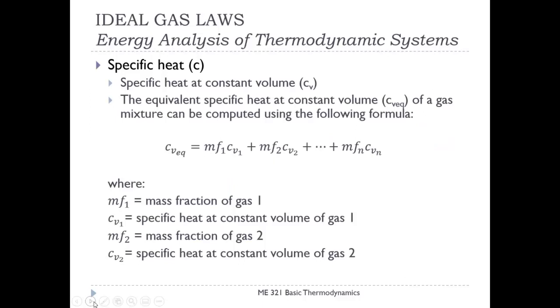Now for the specific heat at constant volume of a gas mixture, it can be computed by adding up the product of the mass fraction and specific heat at constant volume of the component gases. The notation that we use for the specific heat at constant volume of a gas mixture is C sub V EQ.